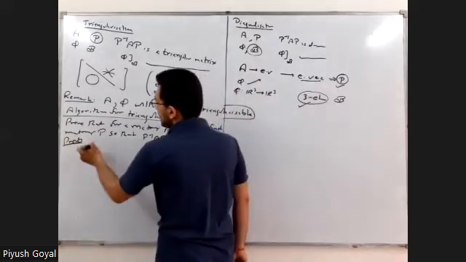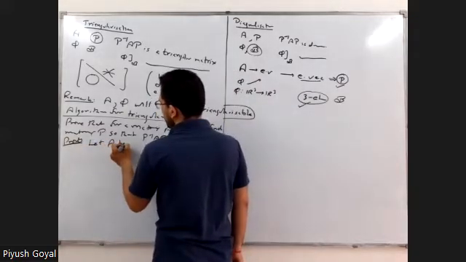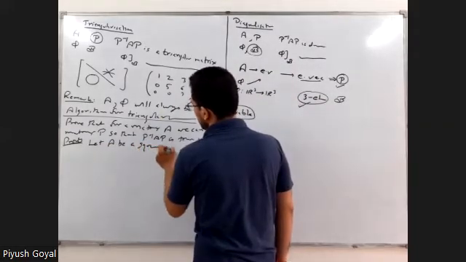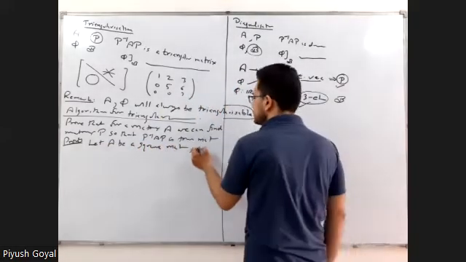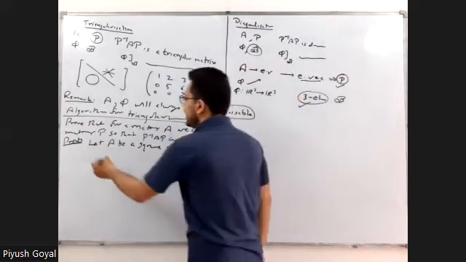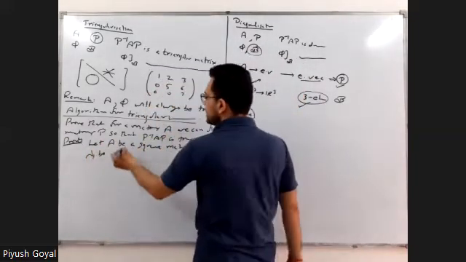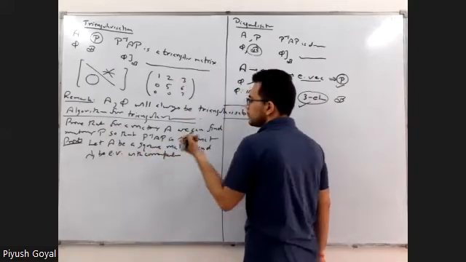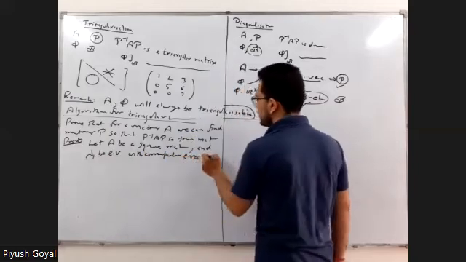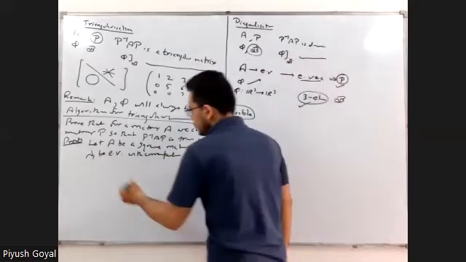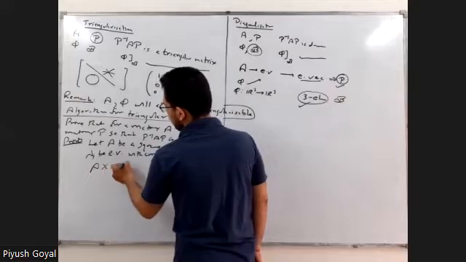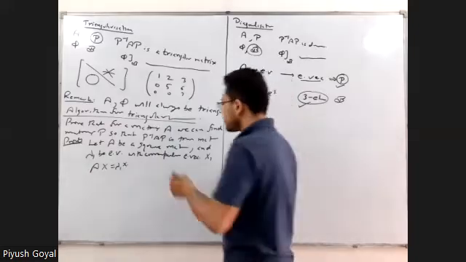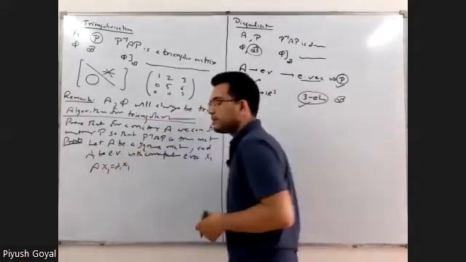Now, you say let capital A be a square matrix, and lambda 1 be an eigenvalue with corresponding eigenvector x1. Okay. So according to the definition, you have Ax equal to lambda x. Clear? Now what I do, A x1 is equal to lambda 1 x1.